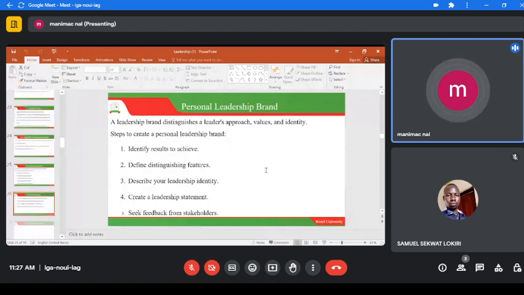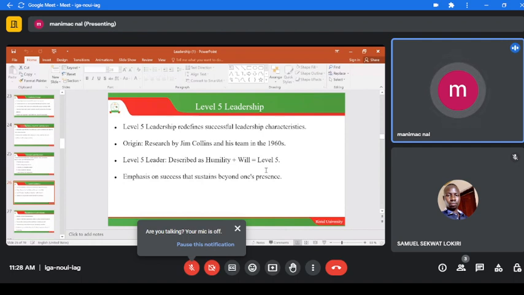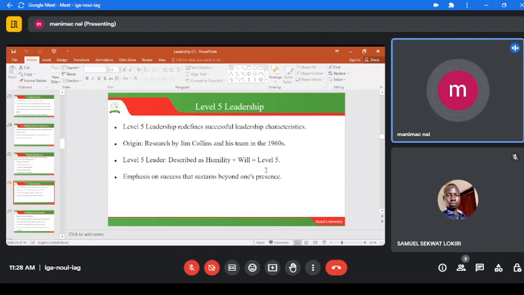Furthermore, what are the five levels of leadership? The five levels of leadership refine successful leadership characteristics. The origin of this was research done by Jim Collins and his team in the 1960s. They looked at the leaders described by the words humility and will, which equals five levels of leadership.